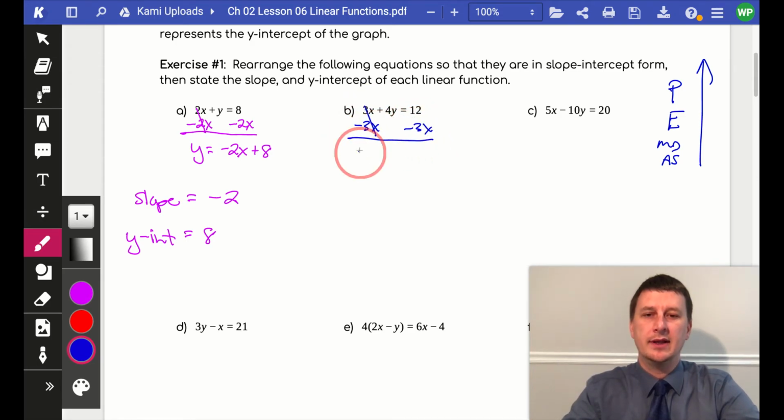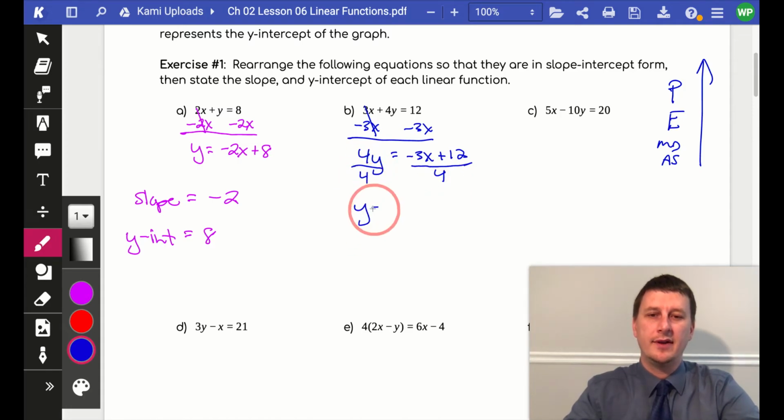And we're going to be left with 4y is equal to, again, put my x's first, so negative 3x plus 12. And finally, I need to get this y isolated. So this is 4 times y. I'm going to do the inverse of multiplying by 4. And I'm going to divide everything by 4. And when I say everything, I mean everything.